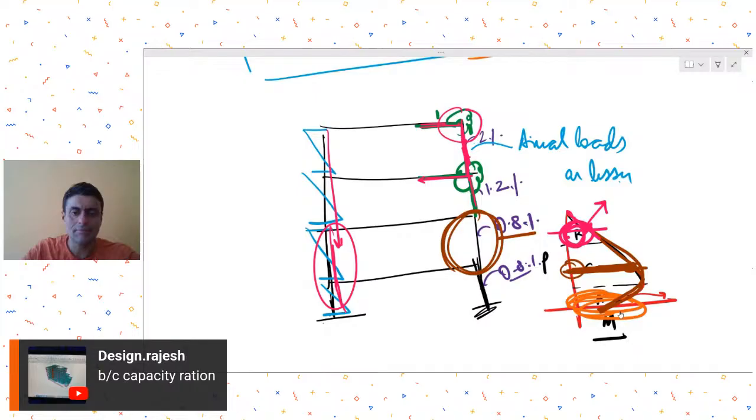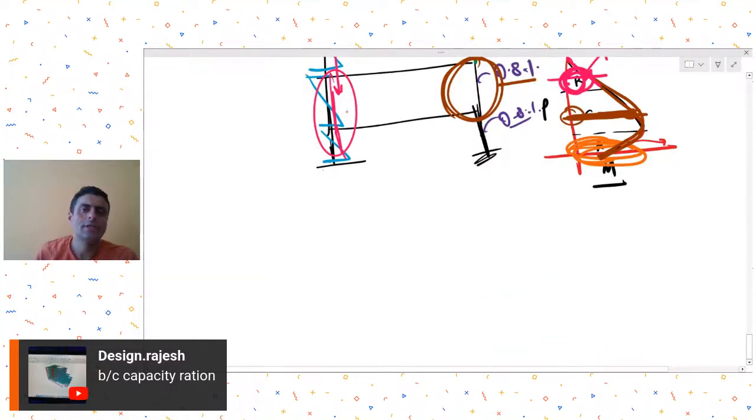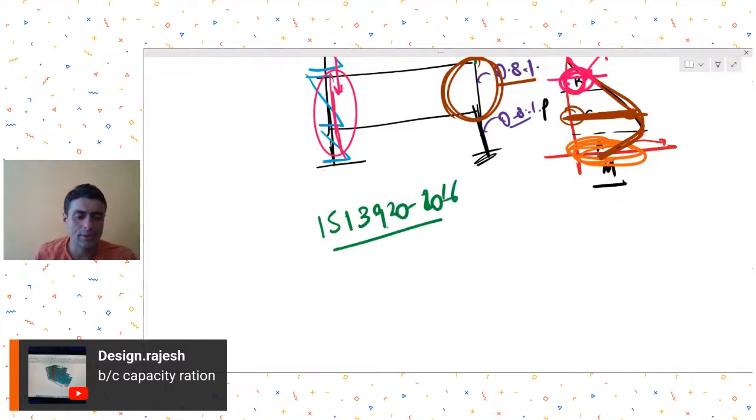Mr. Rajesh is asking about beam column capacity ratio. If you follow the Indian standards, I assume you are asking about the RCC design. You refer to IS 13920. I don't know which is the equivalent Nepali code for this. So you refer to 13920 2016. There you will get the calculations for beam column capacity ratio.